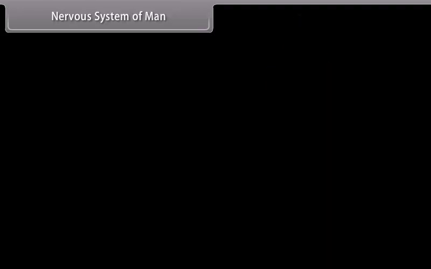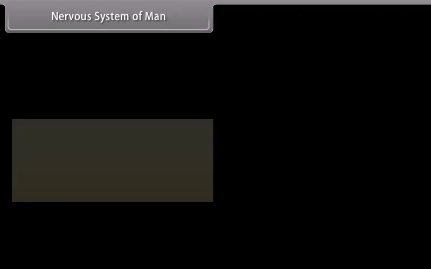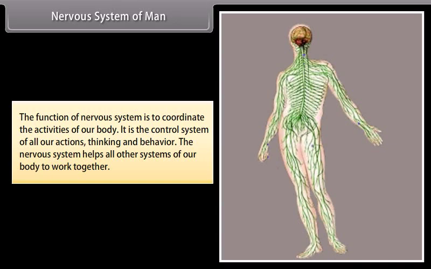Nervous system of man. The function of the nervous system is to coordinate the activities of our body. It is the control system of all our actions, thinking, and behavior. The nervous system helps all other systems of our body to work together.